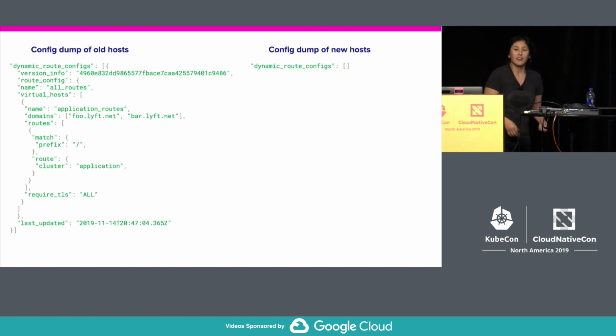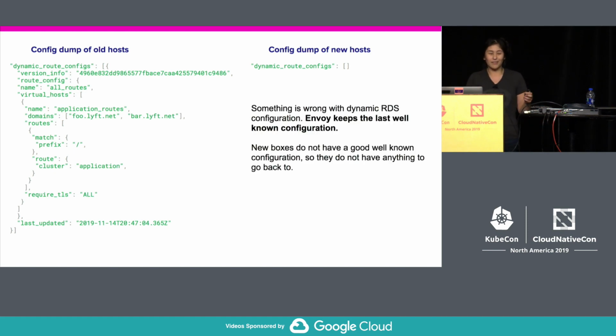So what does that mean? Again, as I mentioned earlier in the talk, Envoy keeps the last well-known config. That's how it stays resilient to bad configuration changes in XDS. When the new boxes don't have a good known config to go off of, Envoy's still going to run and take traffic, but it won't route. It has no routing information to send that traffic to. So you know that there's something wrong with your XDS configuration.